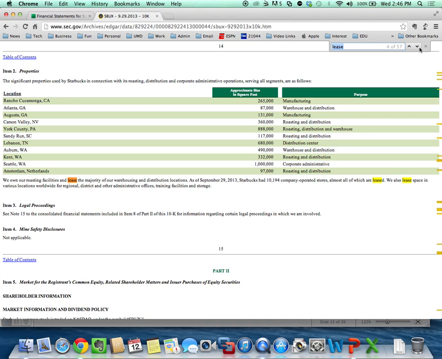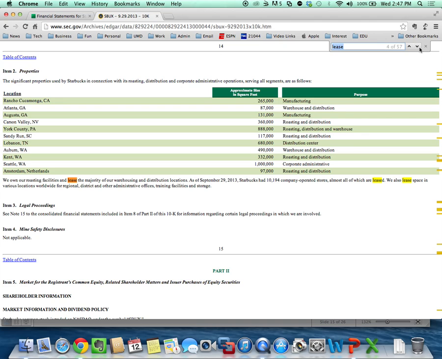And I get to page 15. On the bottom of page 15, after just random data on properties, is a very important line item that most people wouldn't even realize is an important line item. But here's what it says. It says, we own our roasting facilities and lease the majority of our warehousing and distribution locations.